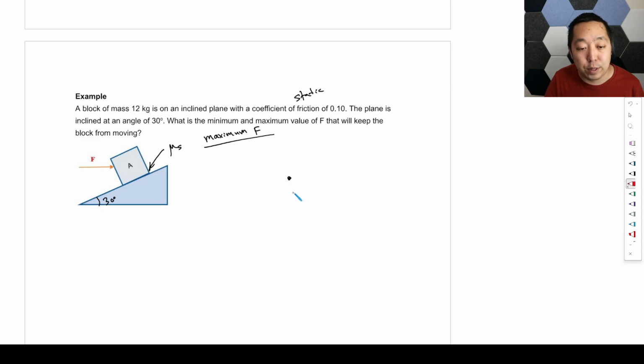Well, let's draw a free body diagram. We'll do the frictional part last. So we have mg, we have an F pointing to the right. We have another, what's touching it? We have a normal force from here. And then we have a static frictional force.